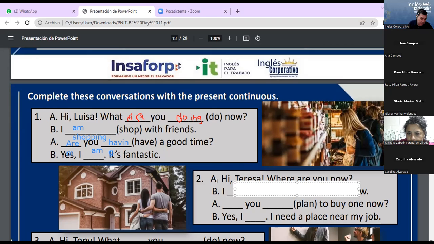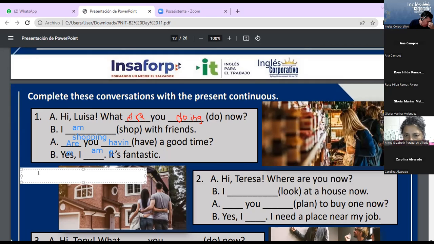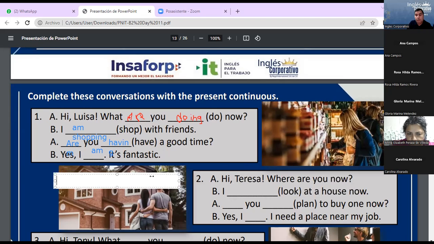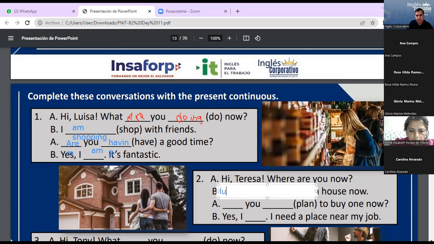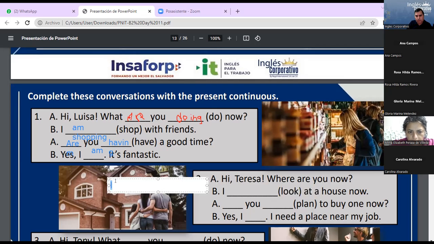Entonces, ¿le pongo? Solo le agregamos AM. No, pero ahí le faltan. Primero va AM. Espérame. AM. Espacio. Regalo del cielo. Looking. O.K.